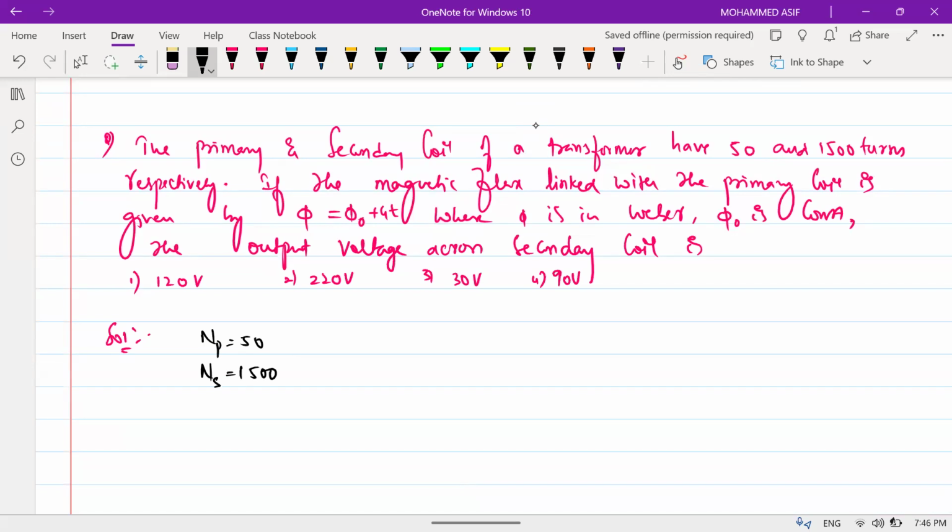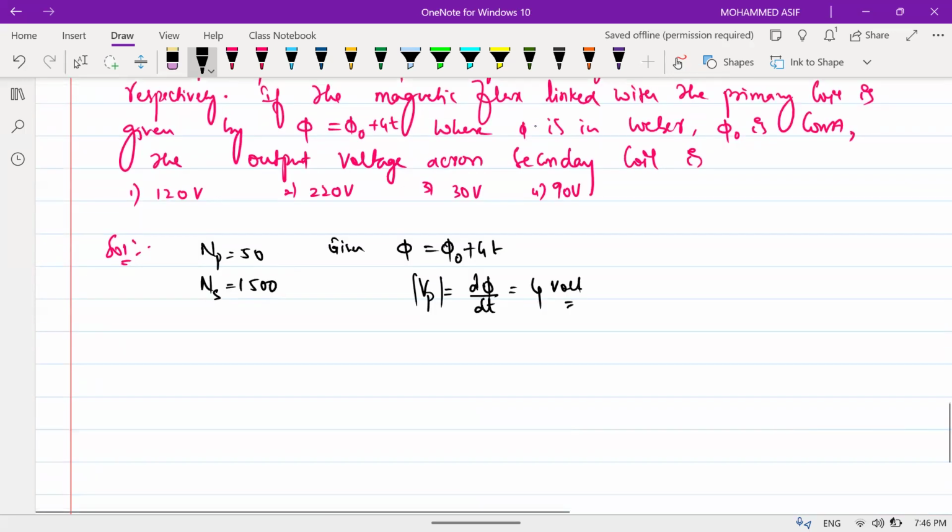Now he has given me in the problem flux. Flux is equal to phi naught plus 4t, for which one? Primary. So I can calculate the potential of the primary. Vp is equal to minus d phi by dt. I'm taking magnitude. Phi naught is a constant. Differentiation of 4t will be equal to 4. So it will be equal to 4 volt, Vp. Okay, we need to calculate Vs.